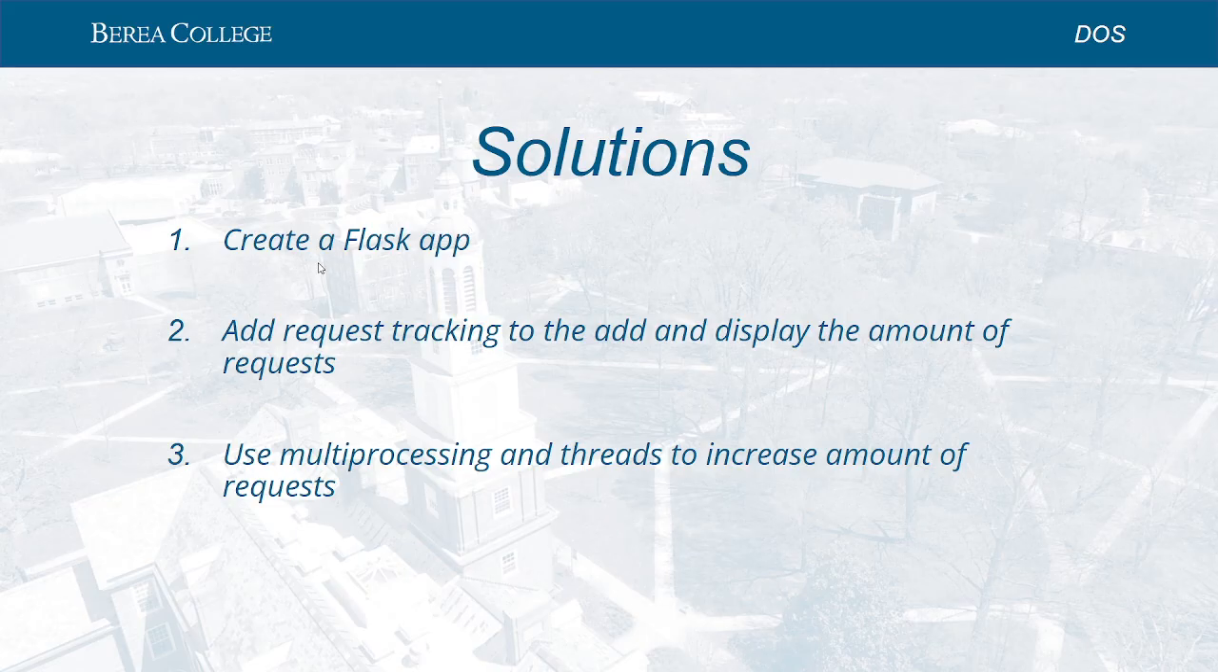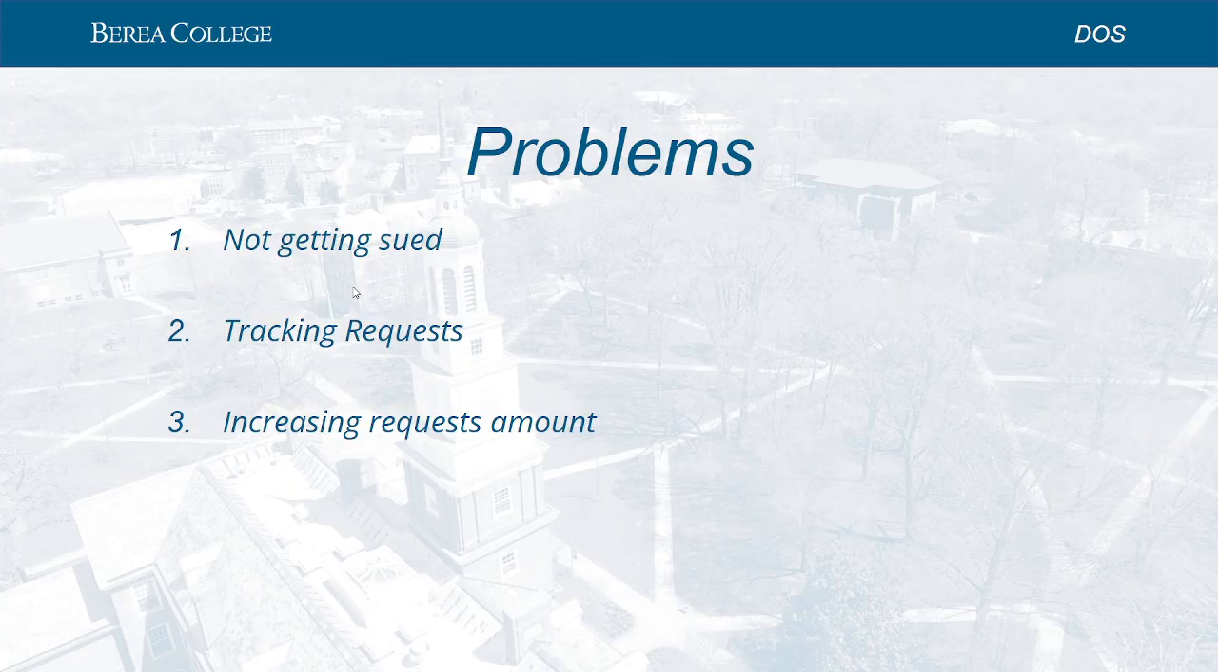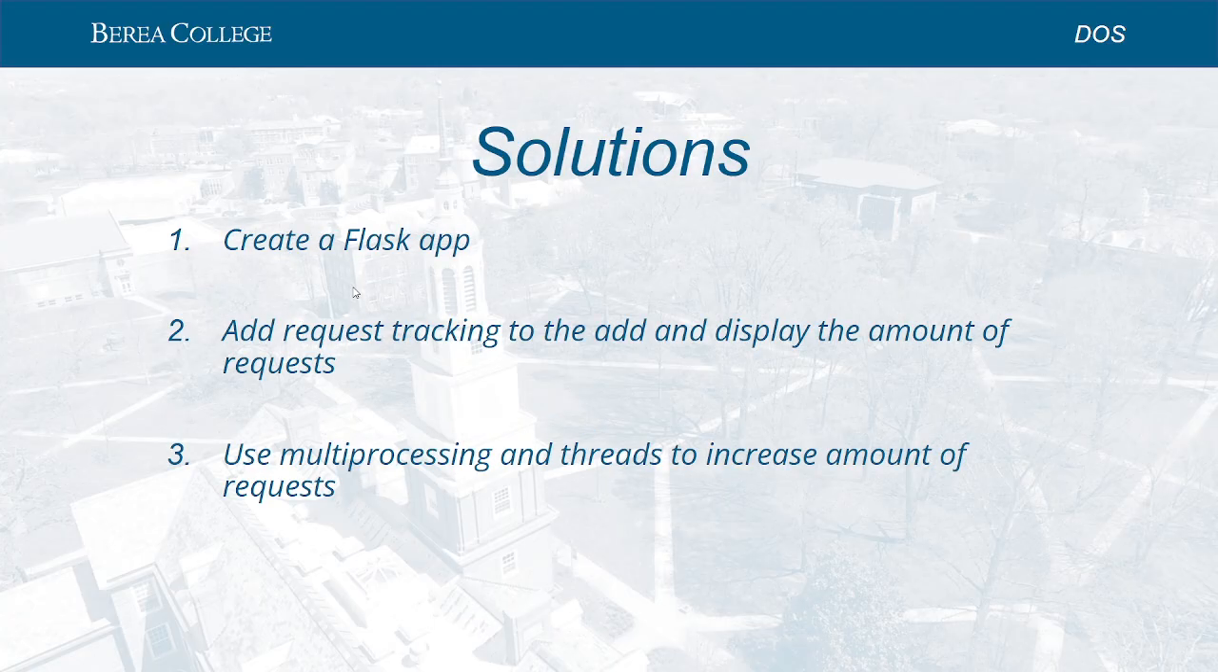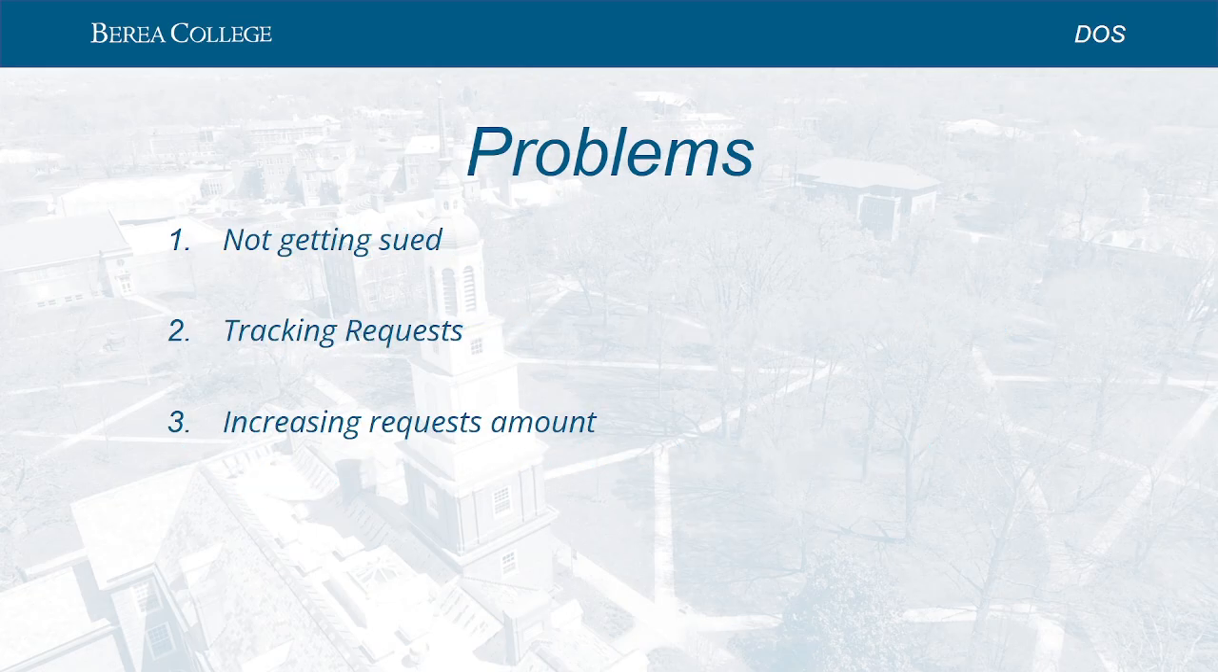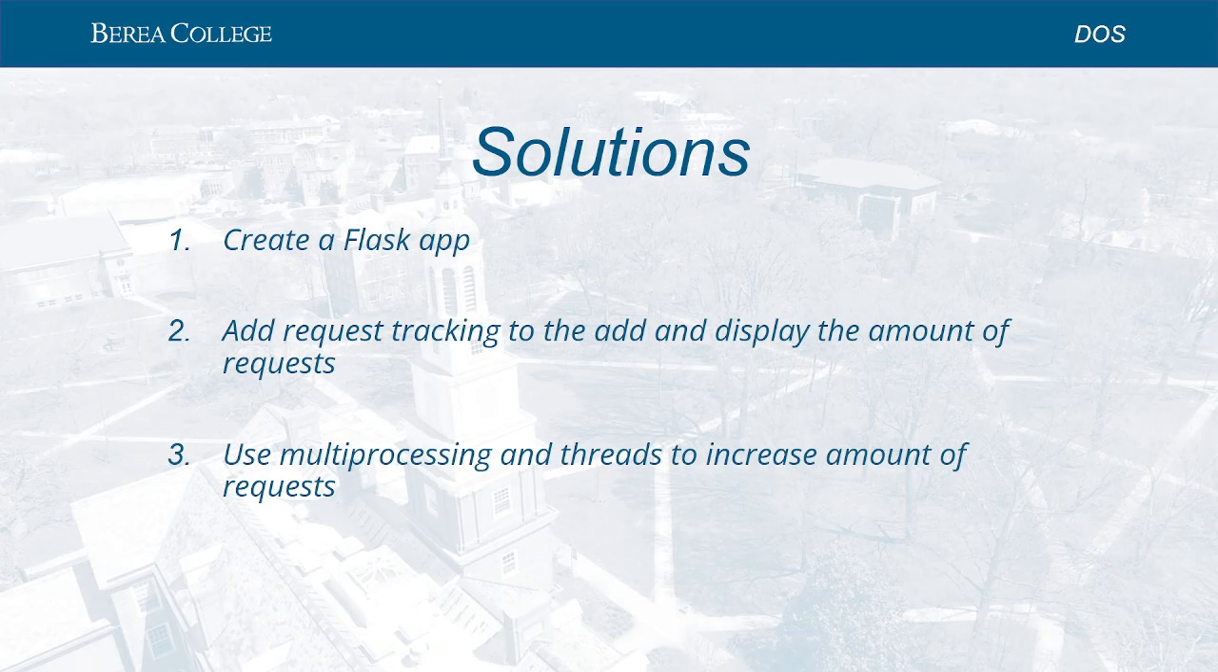Solutions. Number one, we created a Flask app. It's a basic web application that I can DOS, and no one is getting hurt. It's just my Flask app getting hurt, meaning I won't get sued. Number two, add request tracking to the app and display the amount of requests. So on the Flask app, we are tracking how many requests are being sent. And number three, increasing request amounts: we're using multiprocessing and threads to increase the amount of requests.